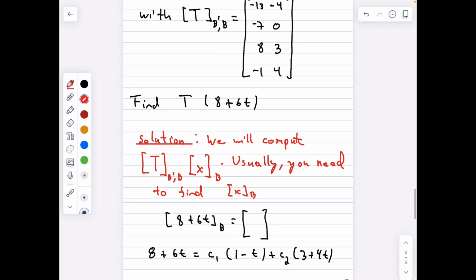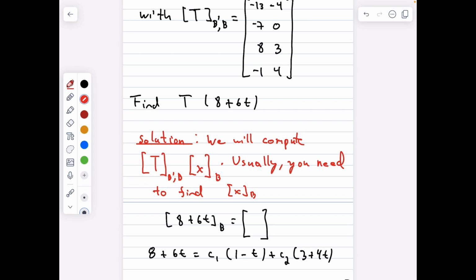Now, the first thing you actually need to do, and usually the matrix is not going to be given to you, is compute a coordinate vector for the argument that you're plugging into your transformation. So I have to compute the coordinate vector for 8 plus 6t, because 8 plus 6t is what I'm interested in taking the transformation of. In order to work with that matrix, you have to work with the coordinate vector, okay? And the reason is, the matrix that represents the transformation is numerical, it's a bunch of numbers. So I have to multiply it by numbers as well, okay?